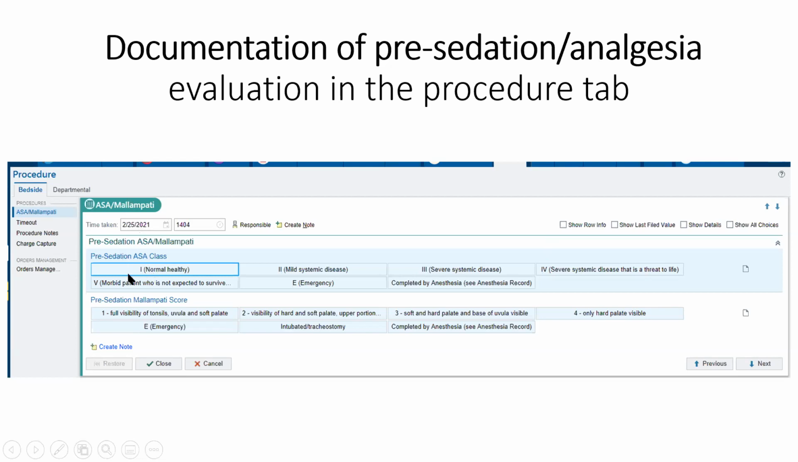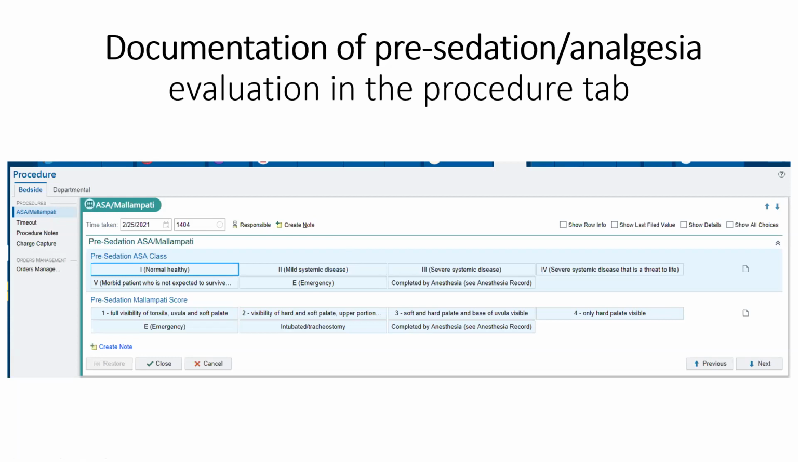Number one, what is your patient's pre-sedation ASA class? Most of our patients are 3 or 4. Rarely will we have an ASA class 1 that we're intubating, unless this is just an elective intubation for somebody who, I don't know, maybe has a drug overdose or something like that. But for the most part, we're going to be 3, 4, 5, or emergency.